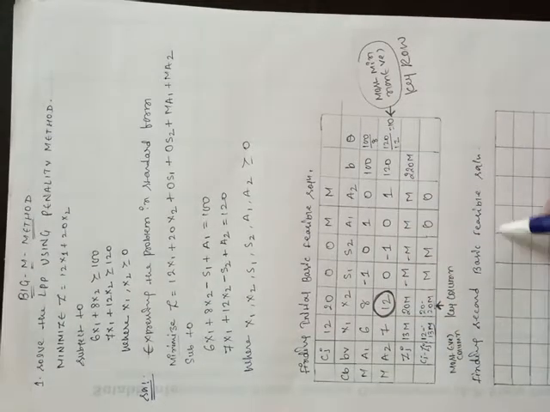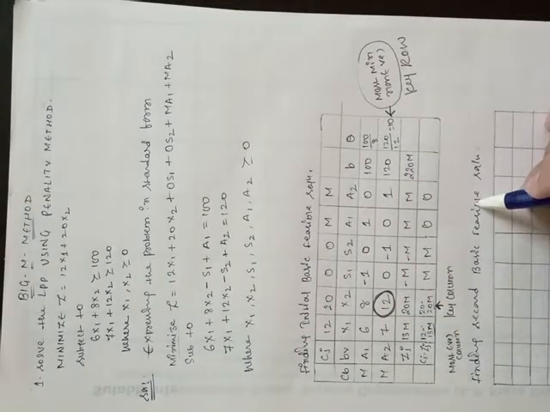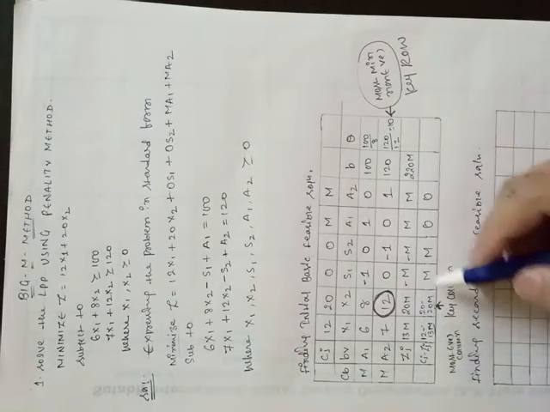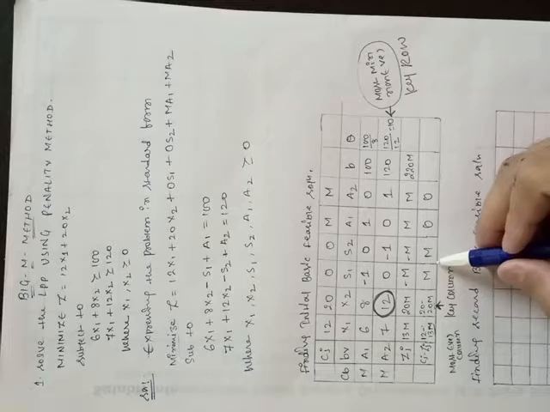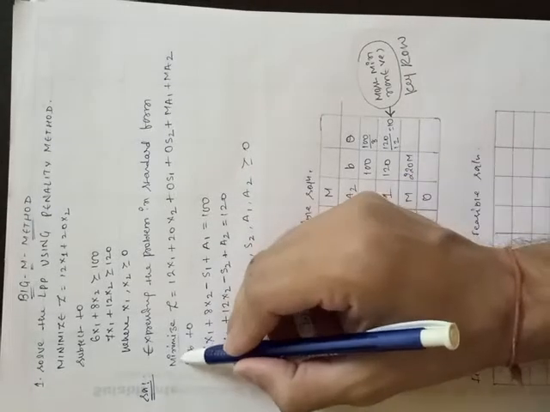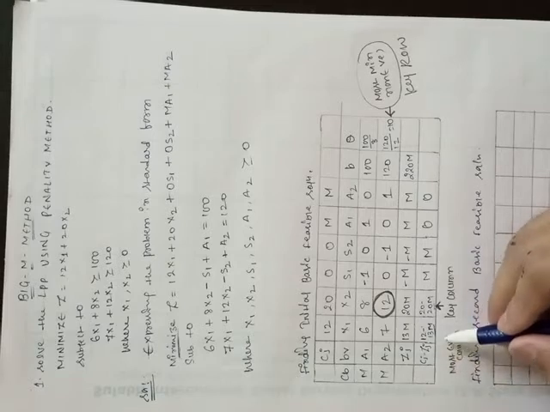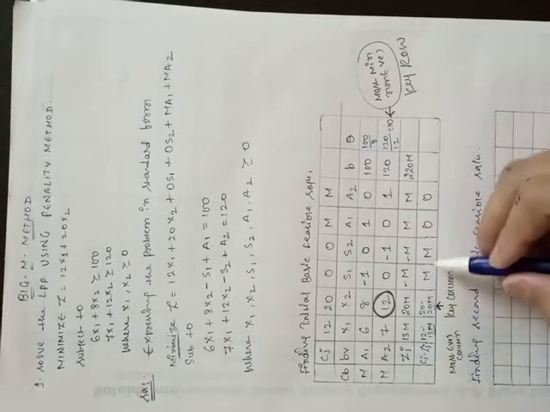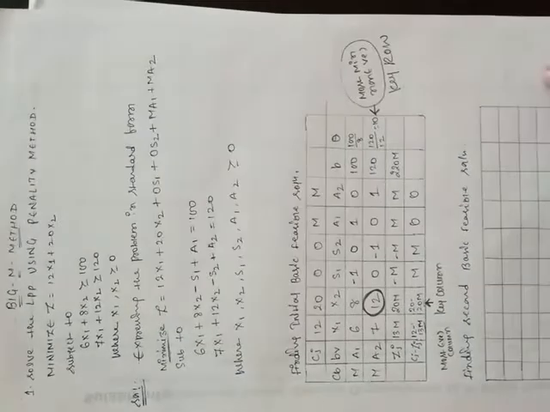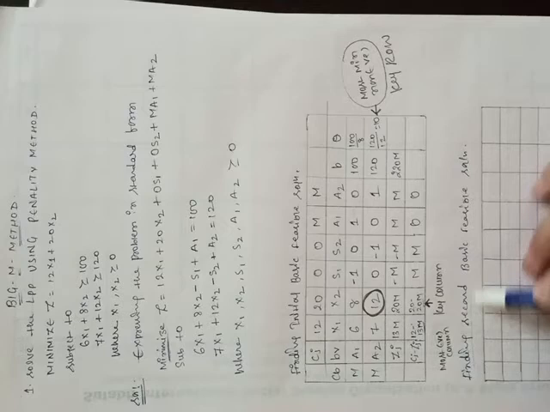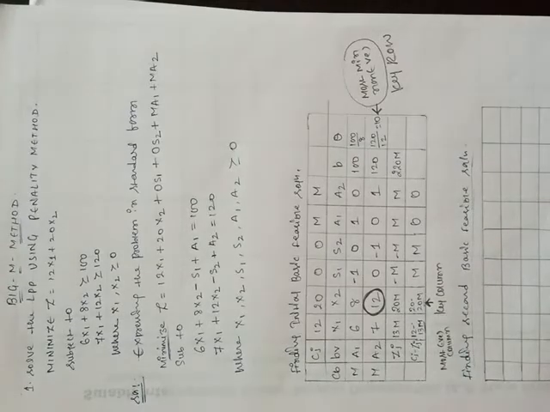So we need to go for the second basic feasible solution, because no Cj minus Zj row value is 0 or positive. Because this is minimization, the Cj minus Zj should be positive or 0. So we need to go to finding the second basic feasible solution.